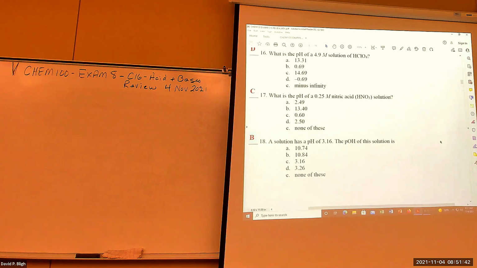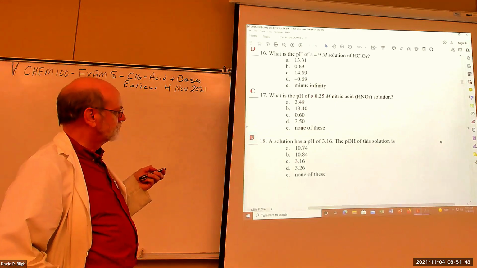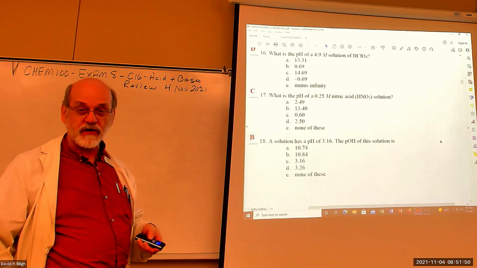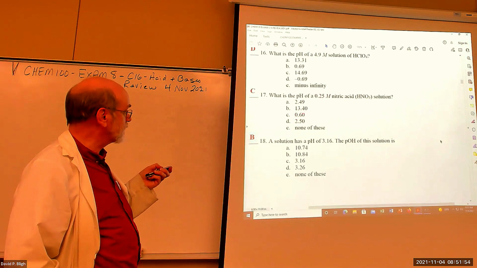Let's see. What's the pH of this solution? Right? Nitric acid is a strong acid. Just do the conversion. Right? And you should get 0.6.